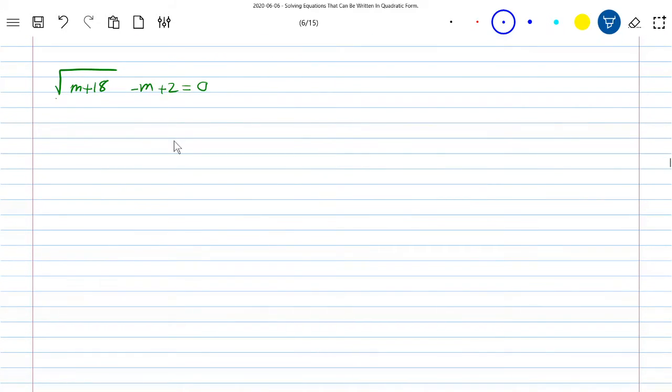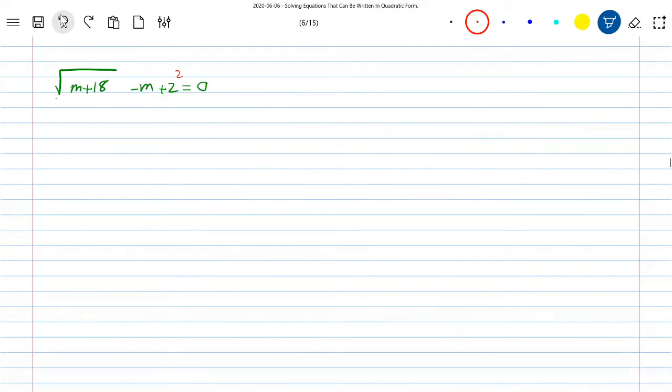Okay, let's look at this one. If you look at this example, you have the square root and you have negative m plus 2. Here's one common mistake. You cannot do this. You cannot square here and say everything squared. This is not acceptable. You cannot square term by term. You have to square the whole thing together.